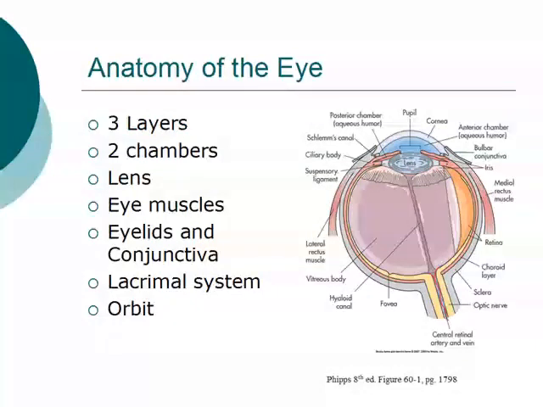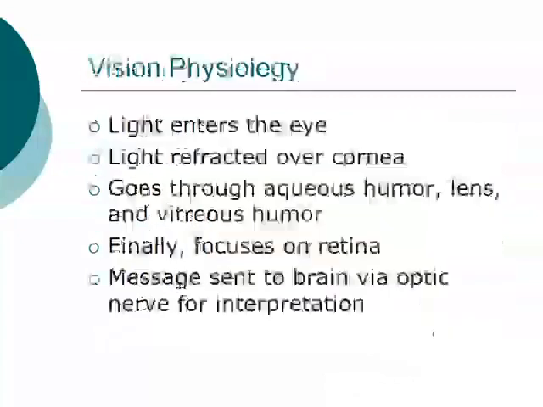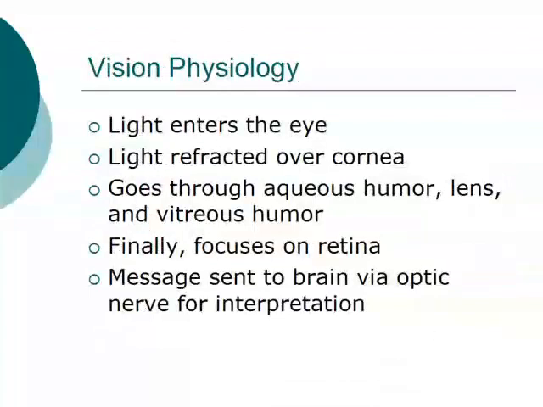The canal of Schlemm, which you can see is up in the left-hand corner there, and we're going to talk about the trabecular meshwork also in the eye, and those will be a couple things you might want to review in your pathophysiology book so you understand better the disorder of glaucoma. This is just a brief overview of vision physiology for you: how light enters the eye, is refracted over the cornea, goes through the aqueous humor, lens, and vitreous humor in order to focus on the retina, and then this message is sent to the brain via the optic nerve, which is cranial nerve number 2, for interpretation.